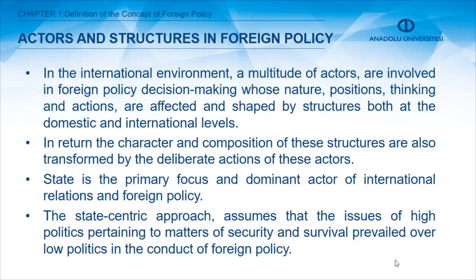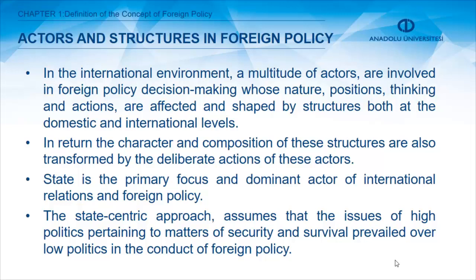Then this means that while on the one hand, actors are influenced by existing structures, on the other hand, the existing structures are shaped by the decisions of foreign policy decision makers. Then there is a mutual constructive relationship.